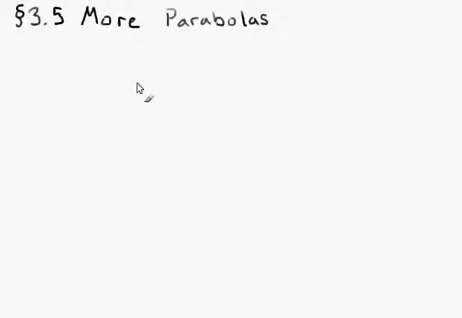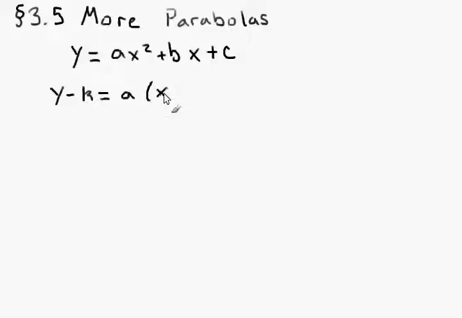In this video, section 3.5, more parabolas. Previously, when we had the equation for a parabola or a quadratic equation, our form was y is equal to ax squared plus bx plus c. What I want to look at is a different form for a parabola. It's y minus k is equal to a times the quantity x minus h squared. Now in both of these, this is the same value of a.